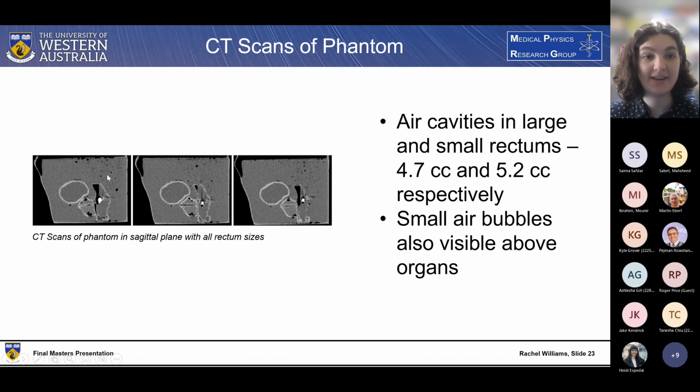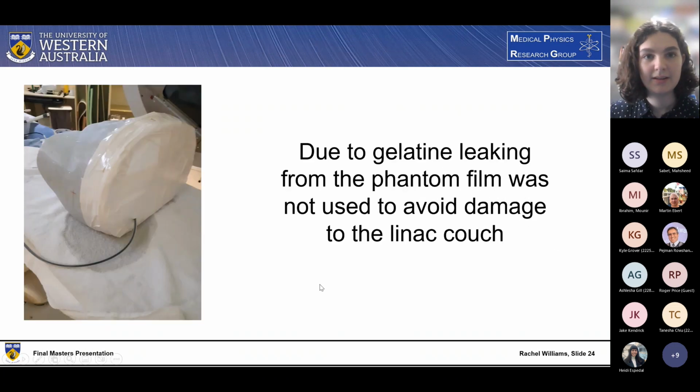You may also see there are small air cavities above each of the organs. This is where each of the organs were removed and replaced, which just shows that upsetting the gelatin results in small air bubbles forming. Due to the gelatin leaking from the phantom during treatment delivery, which you can see in the image to the left, film was also not used in this experiment, to avoid damage to the Linac couch.